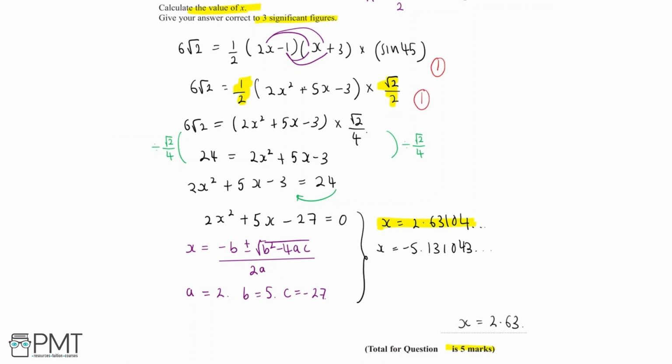Now the third mark is for the process to set up the equation and rearrange into the form ax squared plus bx plus c equals d, which we did when we ended up with 2x squared plus 5x minus 3 equals 24. Now the fourth mark is for rearranging to get a quadratic equation equal to 0 and for substituting these values into the quadratic formula in order to solve for x. Now the fifth and final mark is for getting the correct answer that x is equal to 2.63 rounded to 3 significant figures.